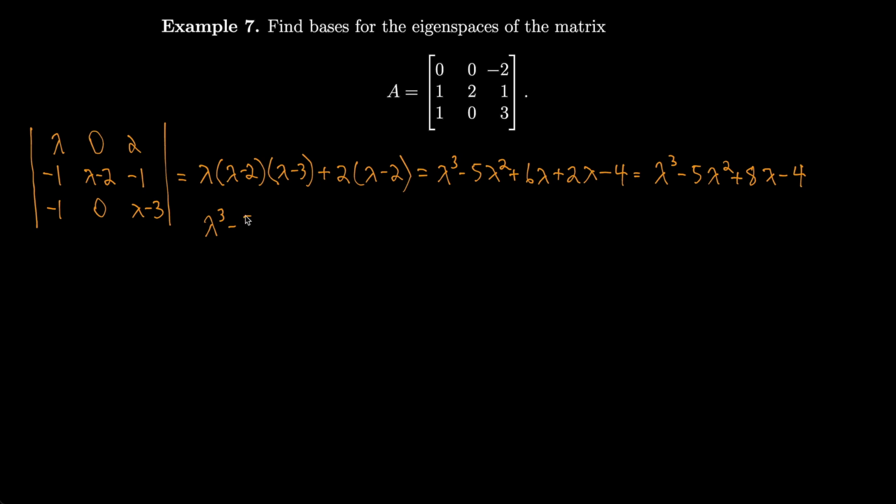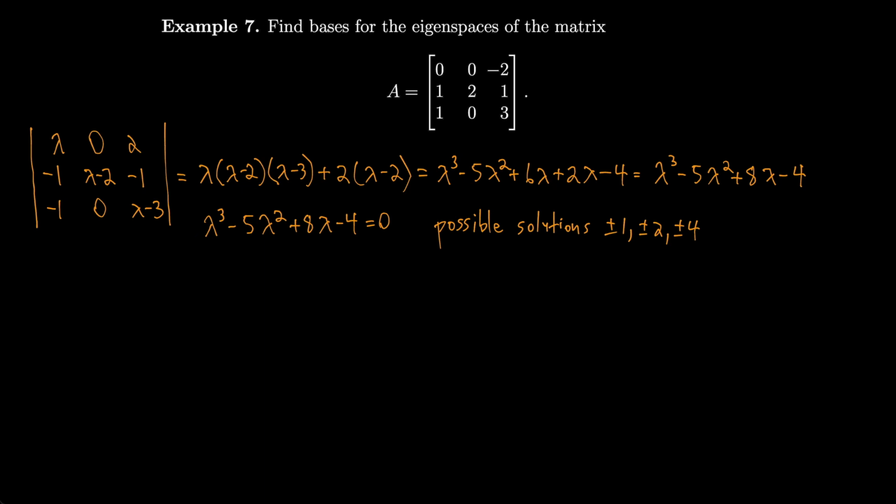Lambda cubed minus 5 lambda squared plus 8 lambda minus 4 equals 0. Looking at that, 4 divided by the coefficient here is 1, so the possible solutions are just factors of 4. And we saw this before. Just plus or minus 1, plus or minus 2, and plus or minus 4. Those are all the factors of 4.